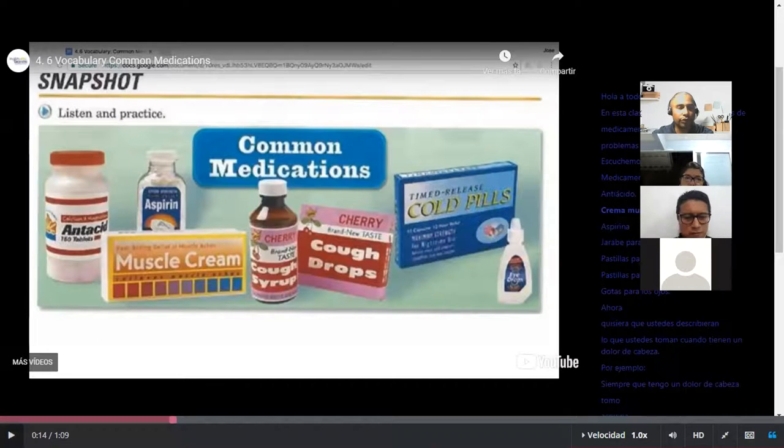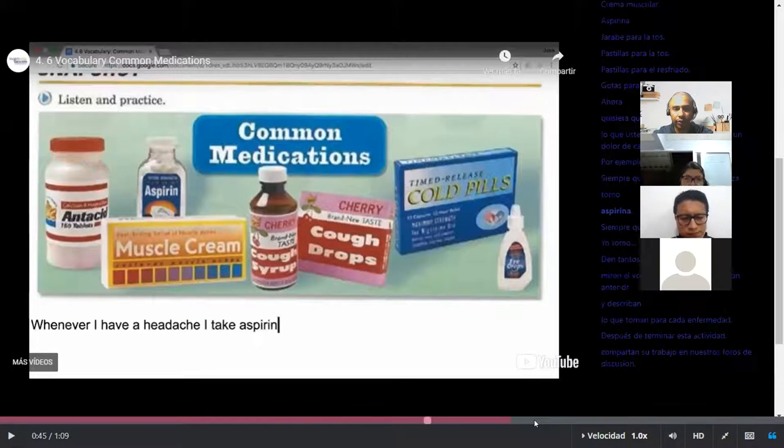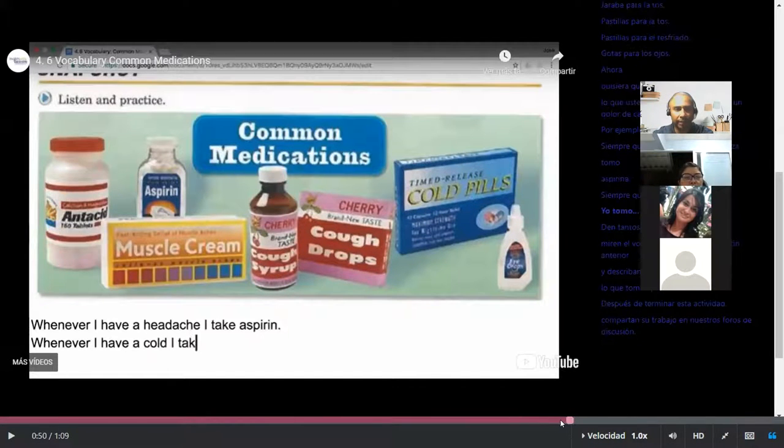So what you're going to do is you're going to write sentences using this vocabulary. For example, whenever I have a headache, I take aspirin. Cuando tengo dolor de cabeza, me tomo una aspirina. Whenever I have a cold, I take cough syrup. Cuando tengo fiebre, tomo cough syrup.